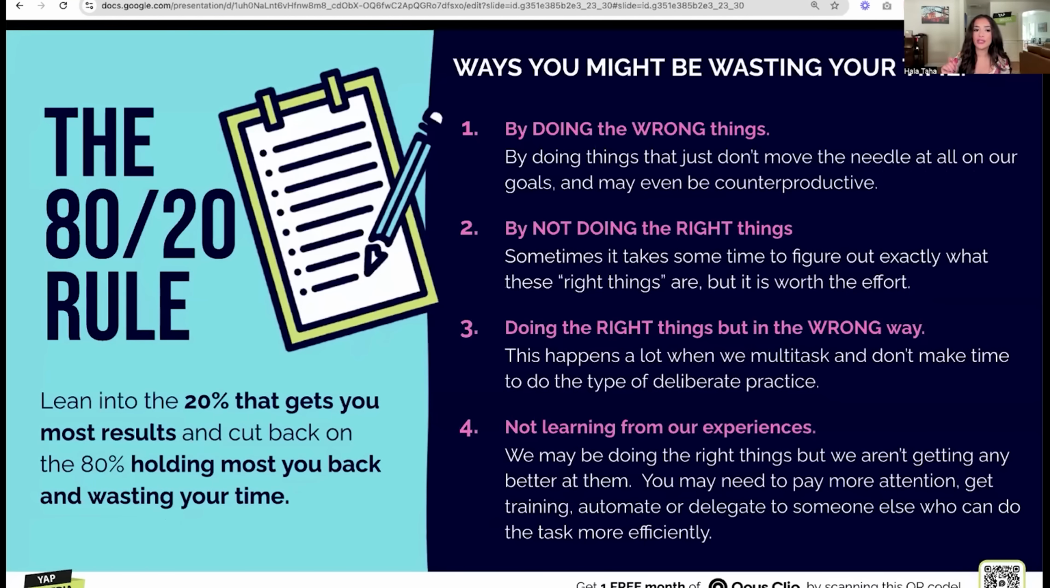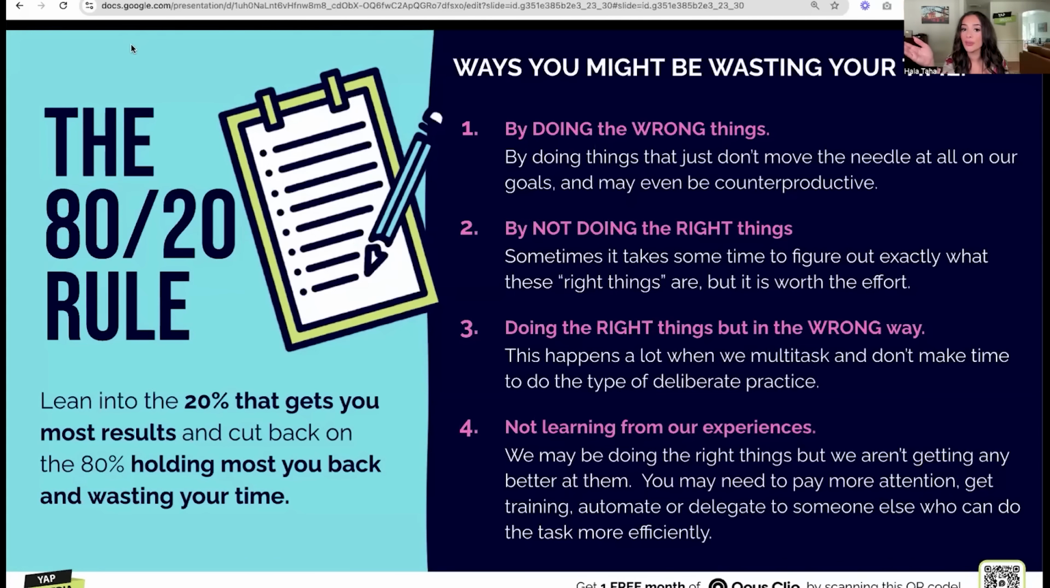Okay, doing the right things, but in the wrong way. You're taking too long. You're not using editing tools like OpusClip, right? You're doing your editing from scratch. You're not using ChatGPT. You're not being fast enough. You're multitasking. You're not keeping up with the times. You're not on the right platforms, right? So you're doing the right things, but you're doing them in the wrong way.